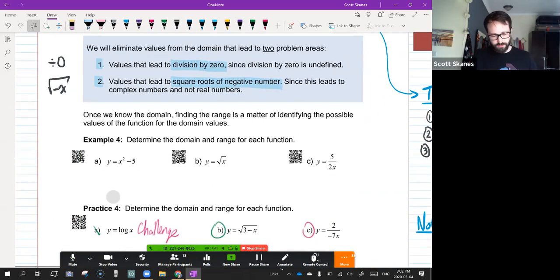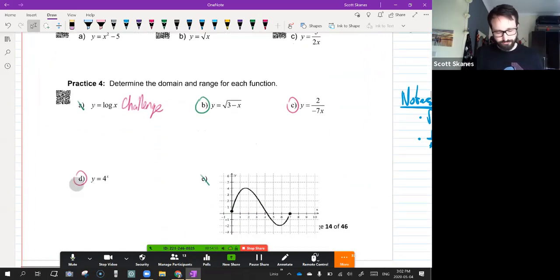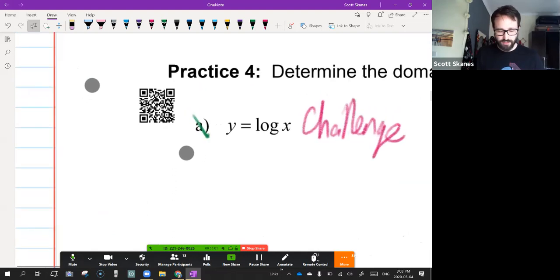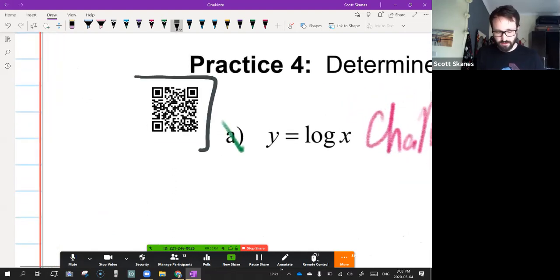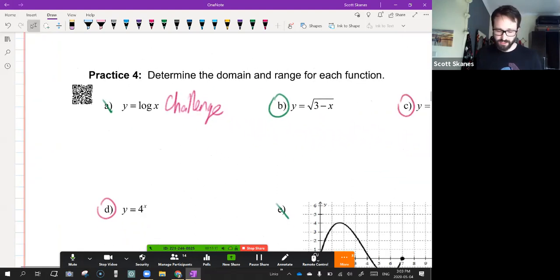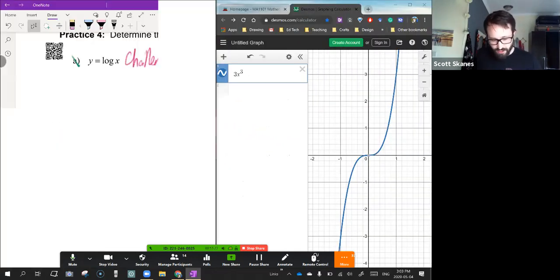Let's do some practice, so that I don't lose you entirely. Practice 4, determine the domain and range for each function. So Mr. Tom did A, I'm going to do B, and then I'm going to have you do C and D. Before I do that, you'll notice here, you probably have seen these on my notes. These are QR codes. If you scan them with your phone, they'll bring up usually a Desmos graph that I've made for you so that you don't need to make it yourself. It just saves you a bit of time. So if you're interested in that, take your phone, put on a QR scanner, and get the graph. But for now, I'm going to make it from scratch.